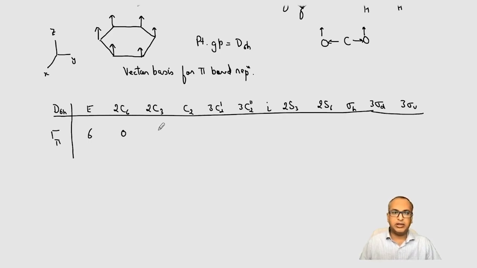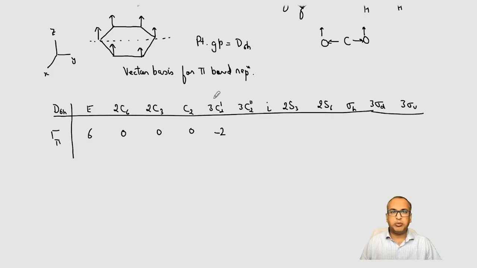Similarly, if I do the C3 operation, it will be 0. The C2 operation will be 0 because all the vectors will be moving to alternate positions. Now, if I'm doing C2 prime, C2 prime is the axis going through opposite vertices, right? So let's say this is my C2 prime. These 4 vectors will be replaced with each other, so they will not contribute towards this reducible representation. Whereas these 2 vectors will contribute, but they will become negative, right? So I will have -2 corresponding to the 2 vectors which are becoming negative.